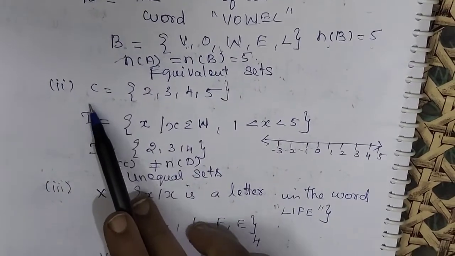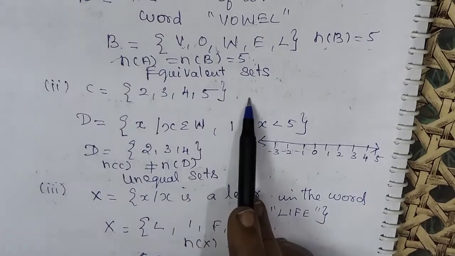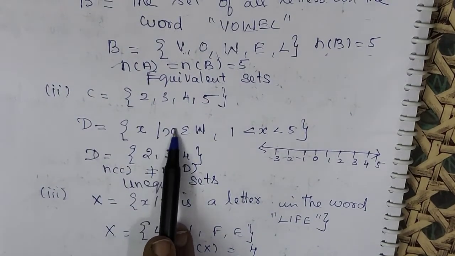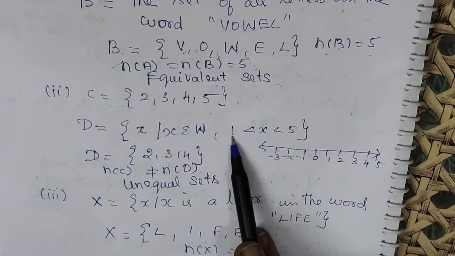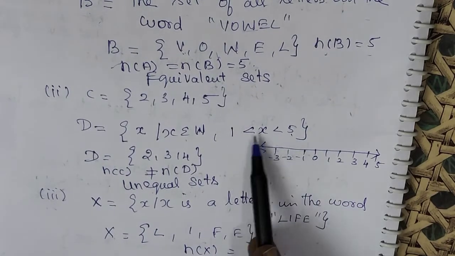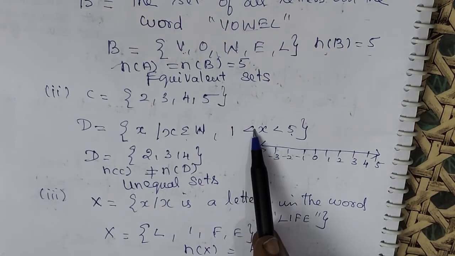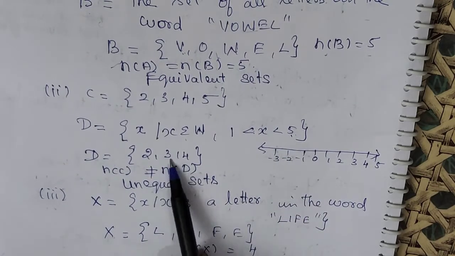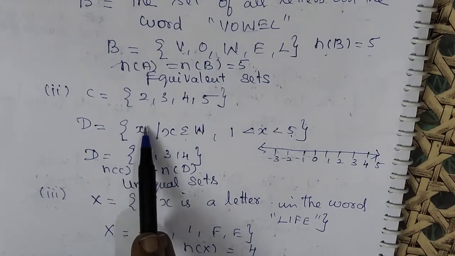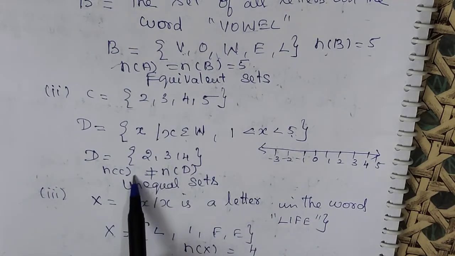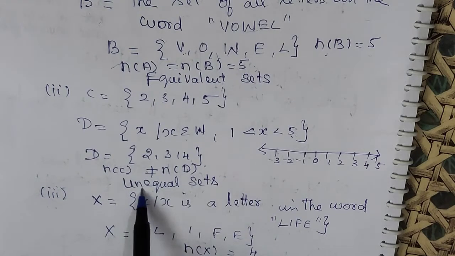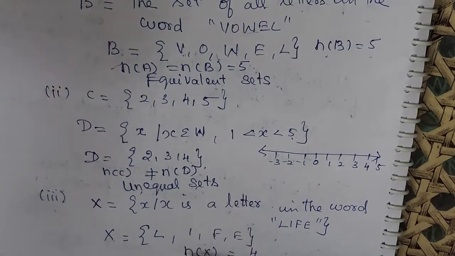Now second sum, set C equals 2, 3, 4, 5. Set D equals the set of all x such that x belongs to W, x is greater than 1, less than 5. So the number greater than 1 is 2, less than 5 is 4. So 2, 3, 4. Here n of C is 4, n of D is 3. So n of C is not equal to n of D. So they are unequal sets.